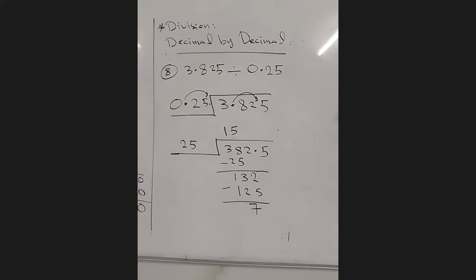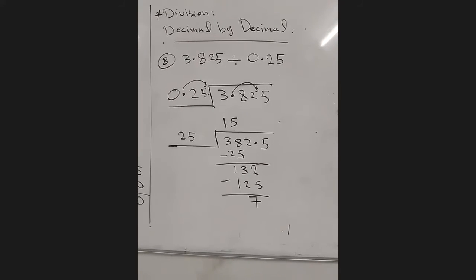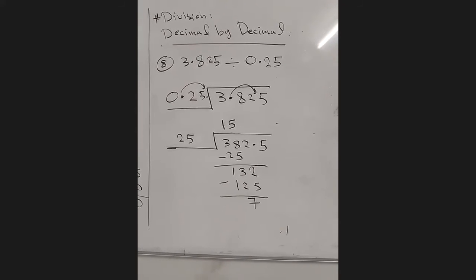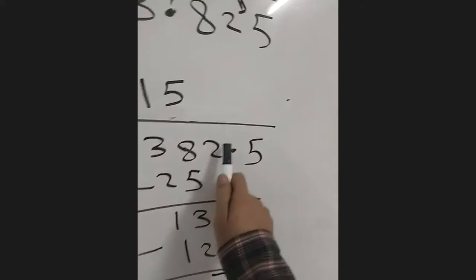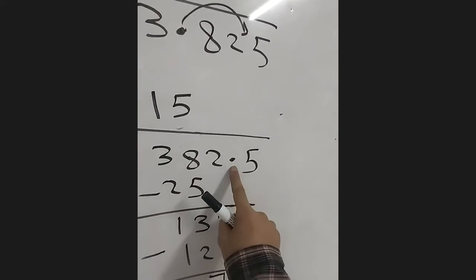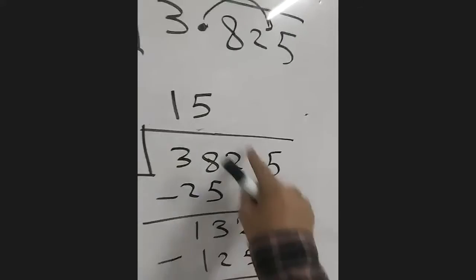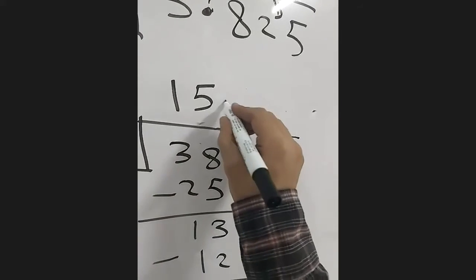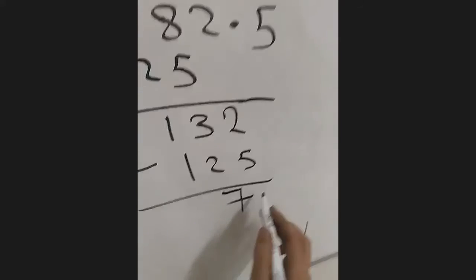Put the decimal up. While I'm going to take the 5, I have what? The decimal. I put it up directly. Then I brought the 5 down.